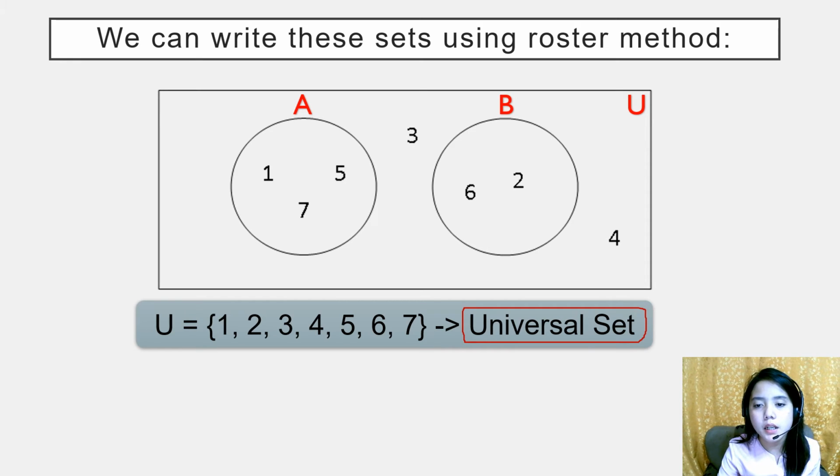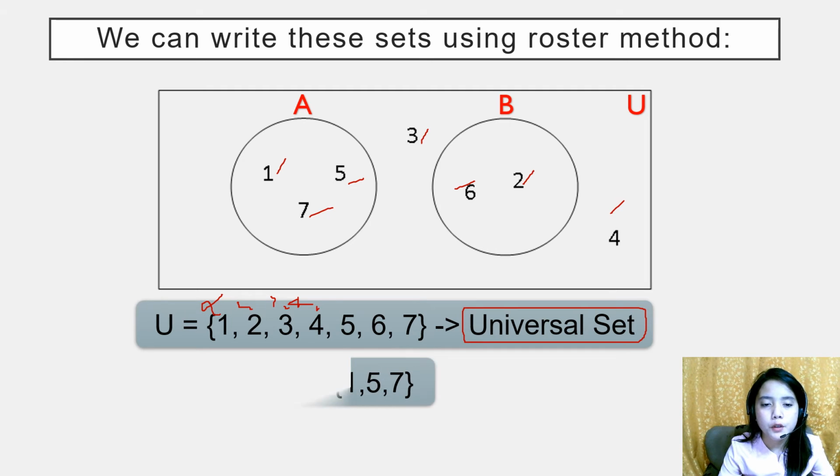Unsa man ang mga elements or mga numbers nga nasa sulod. We have 1, 2, 3, 4, 5, 6, and 7. So again, it doesn't matter ang order. The order doesn't matter. Pwede siya imong isulat dira kay 2, 3, 4, 5, 1, 2, etc. Okay? As long as kining mga numbers nga naa sa sulod, okay, maapil siya. Okay? Because that is part of the universal set.